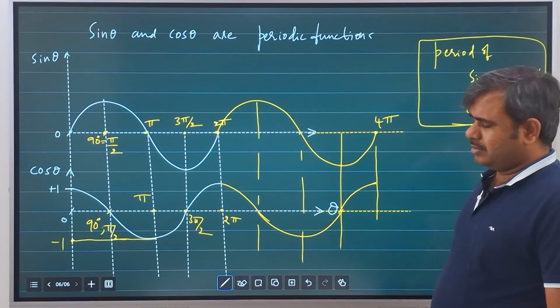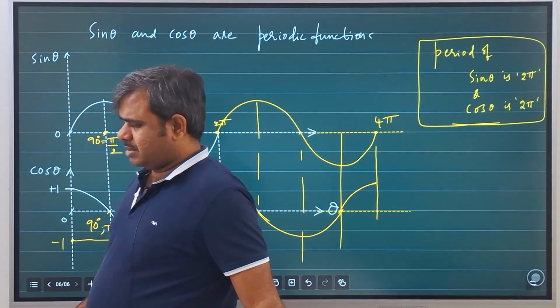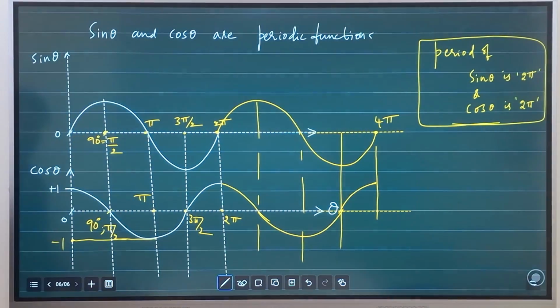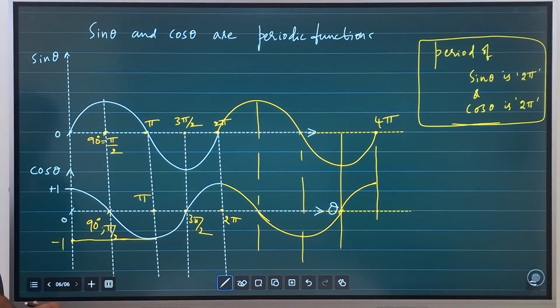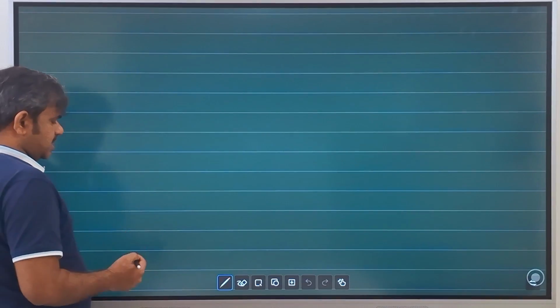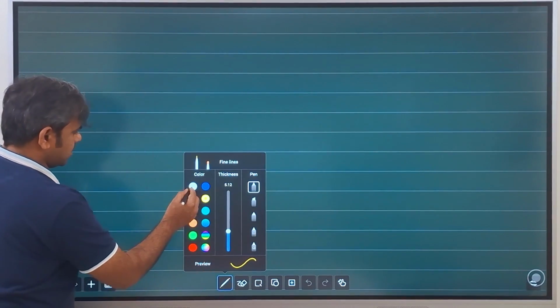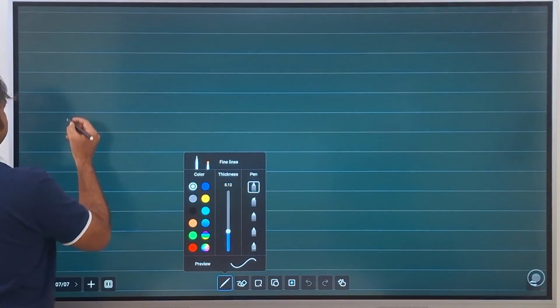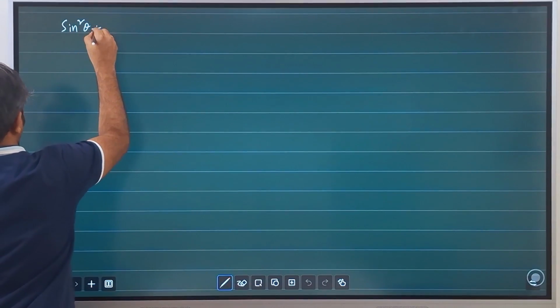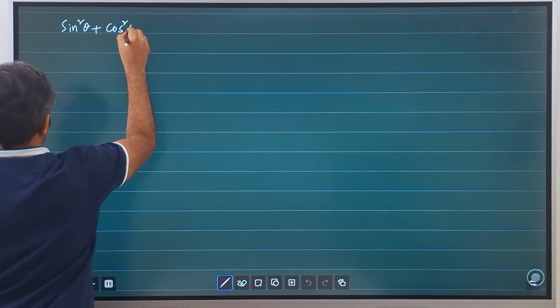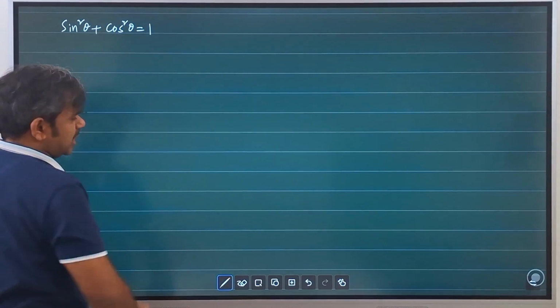Now moving ahead, let's derive some trigonometric identities. So the first few trigonometric identities that we are going to derive are sin square theta plus cos square theta is equal to 1.